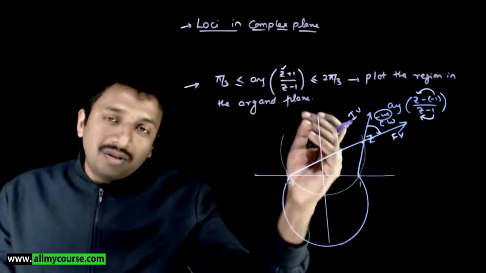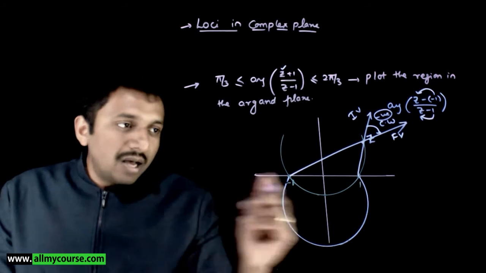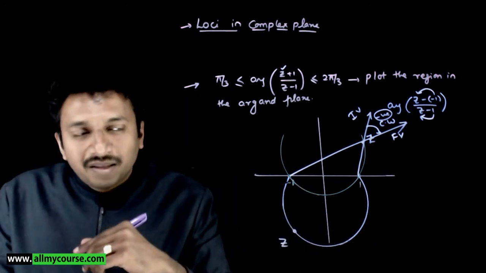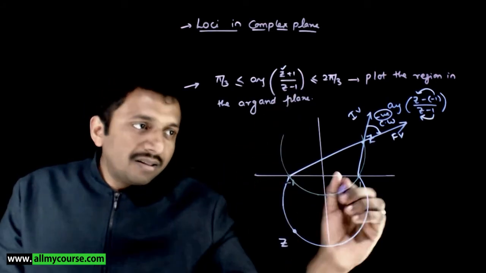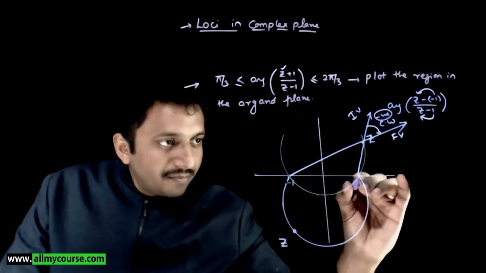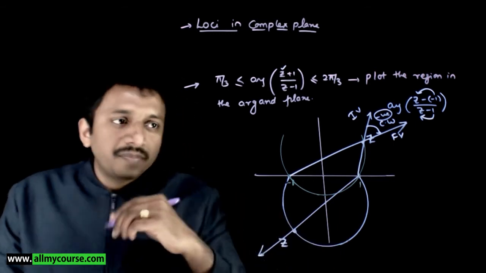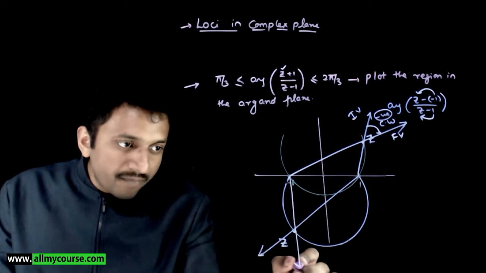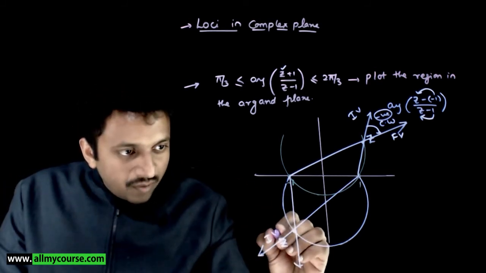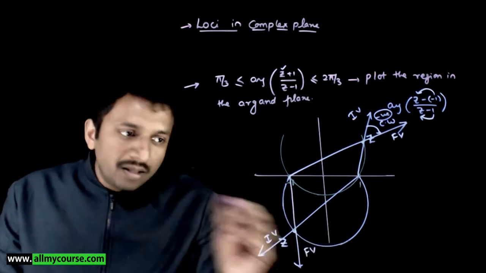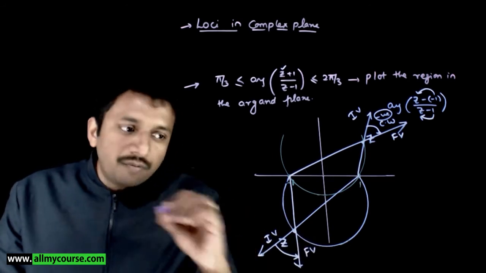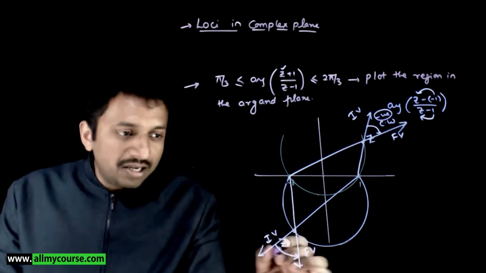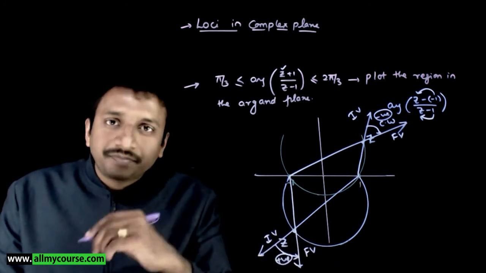So now let us go to the region below the x-axis. Let us take a point Z somewhere like this. What is the initial vector? The vector joining 1 and Z. The final vector is the vector joining -1 and Z. So this is the initial vector and this is the final vector. The angle going from initial to final is, as you can see, in the counterclockwise direction. So you get a positive angle.